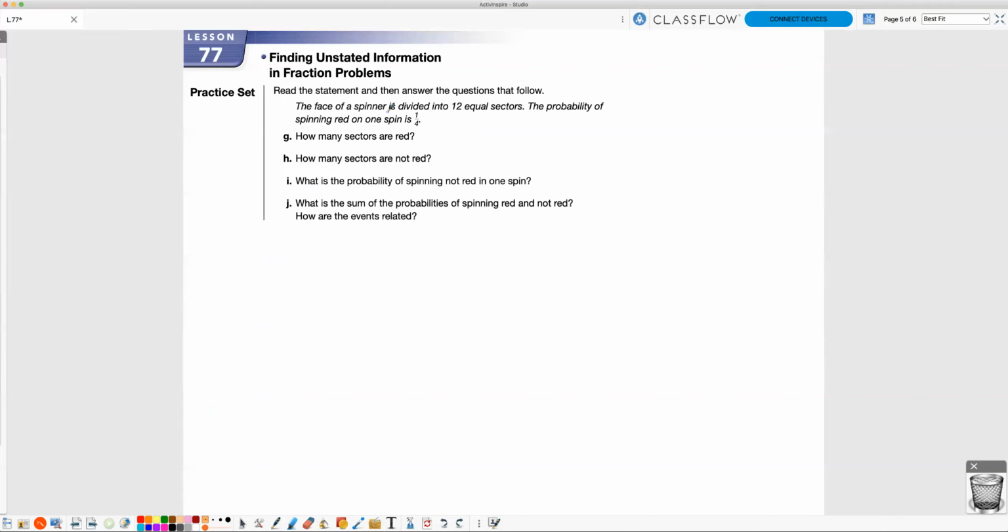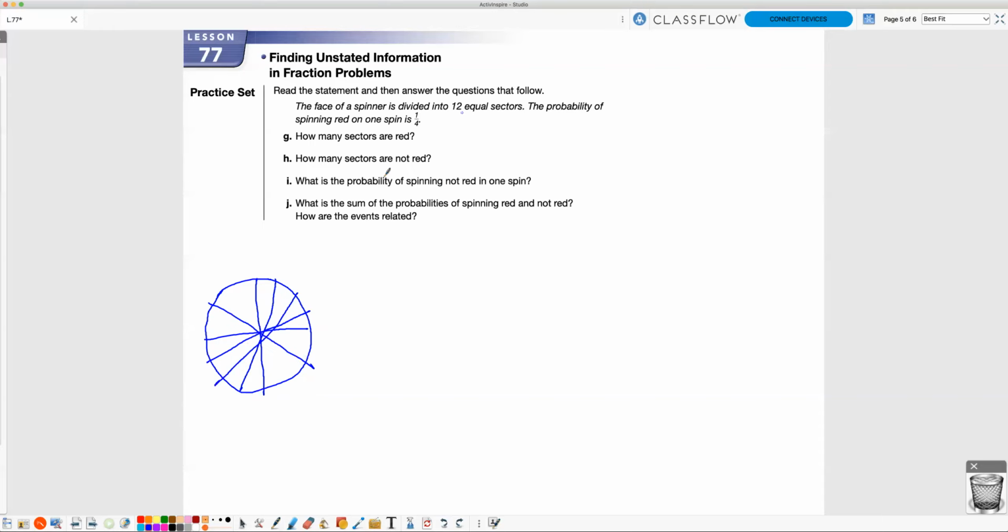The face of a spinner is divided into 12 equal sectors. The probability of spinning red on one spin is 1/4. So if you have a spinner, let's say it's just a circle and it has 12 equal parts. Let's see if I can make this work. We have 1, 2, 3, 4, 5, 6. That didn't quite work out, right? So we got 1, 2, 3, 4, 5, 6. 1, 2, 3, 4, 5, 6. Not drawn to scale, obviously.